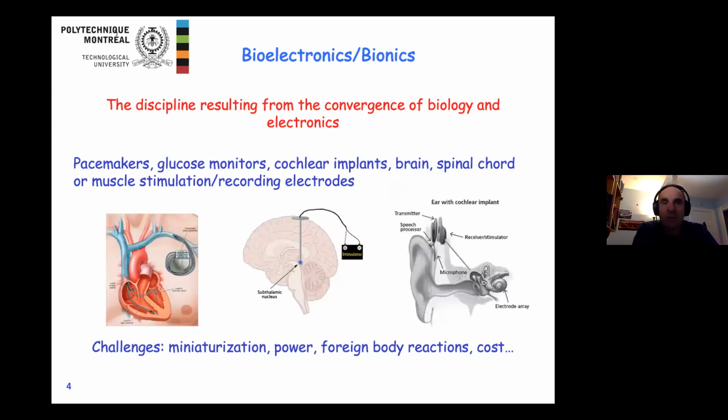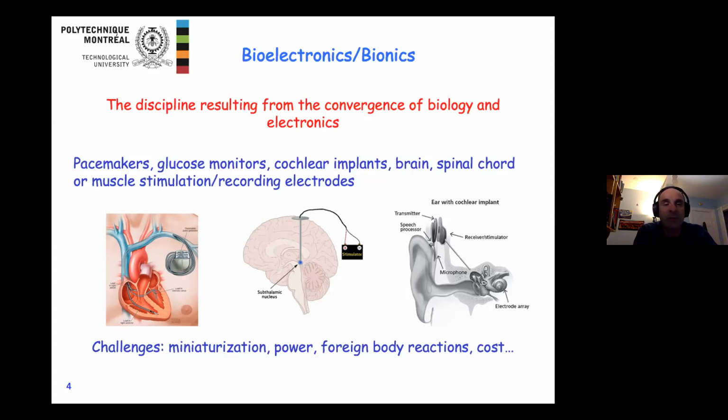Just a few words about bioelectronics, even if it's not the main topic of my work today. It's a discipline resulting from the merging of biology and electronics, and actually it's not a very new discipline because these devices have been available for a long time. We can think about pacemakers, brain stimulators, also cochlear implants. And as I said, these devices have been available for a long time, but we still need to improve them.